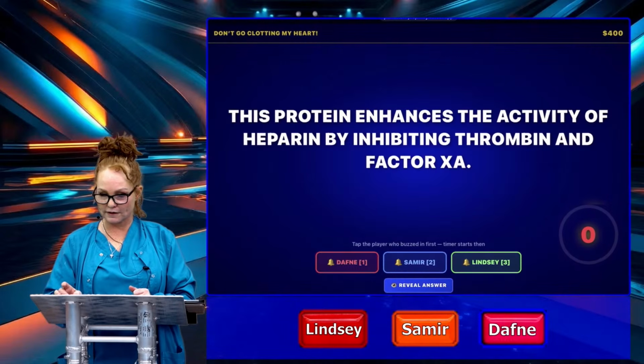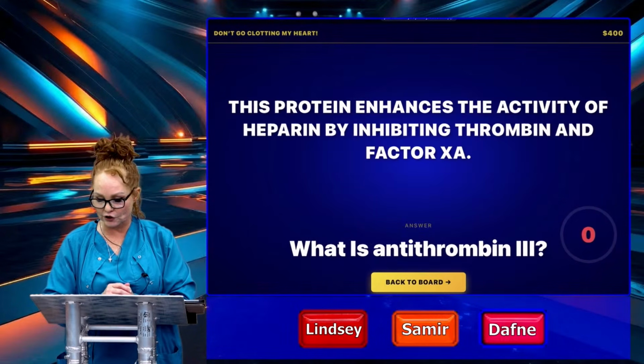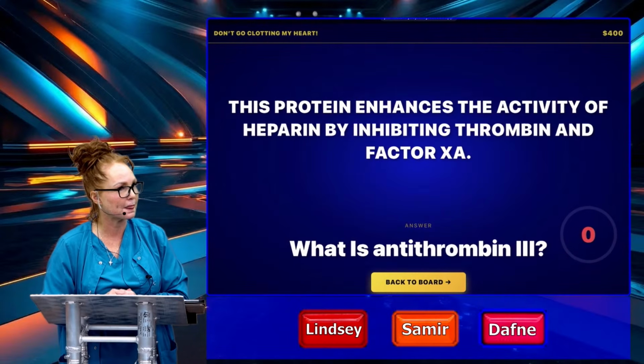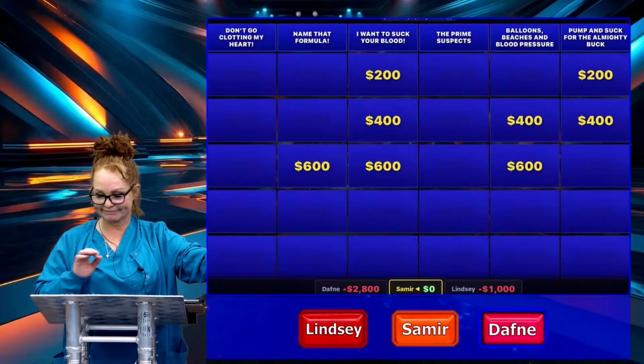Anyone else? No. The answer is antithrombin 3. It's just worded weird. Yeah. It's worded like the boards. Yeah, it really is.